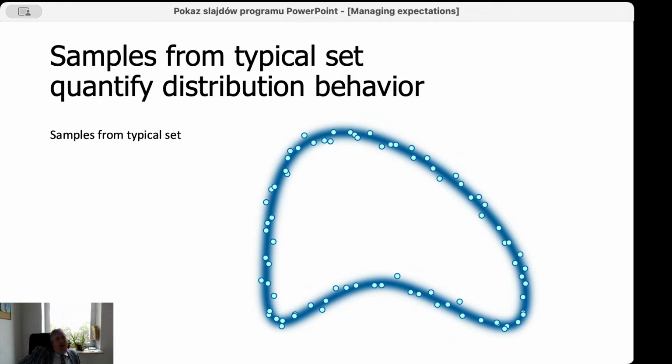We are interested in that because samples from the typical set of the distribution can quantify this distribution's behavior. Just knowing samples from there, we can easily estimate the quantity of interest.